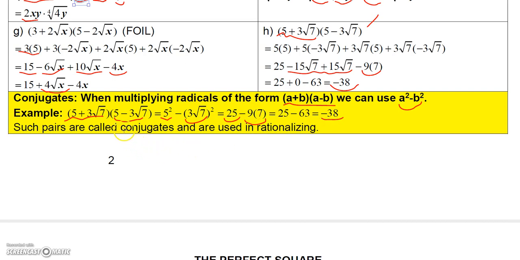And like I said, these pairs are actually called conjugate pairs, and they're used when we rationalize radicals when we're doing the division operations. And I'm going to do the division operations in the next video.